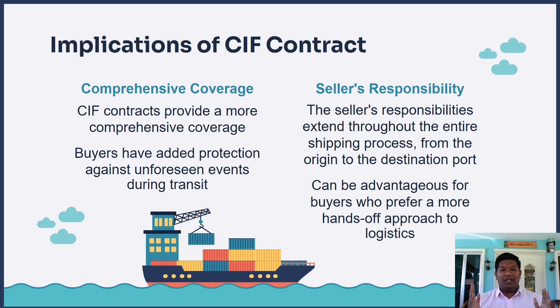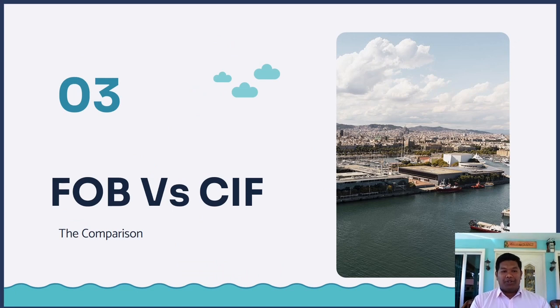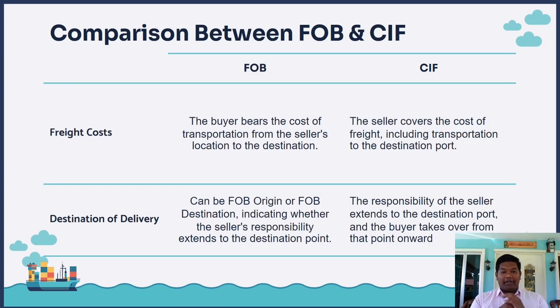Basically, in CIF, risk and title transfer from the seller to the buyer. But in addition, CIF contracts include insurance coverage during the maritime transit. As for the insurance responsibility, for an FOB contract, the buyer is responsible for obtaining insurance coverage for the goods during transit. So basically, the buyer is held liable towards its own goods.